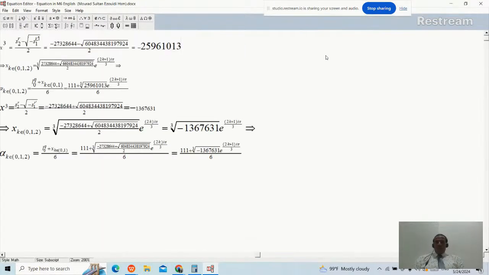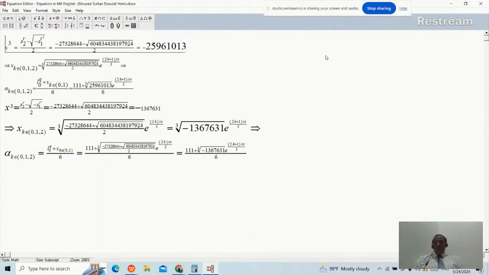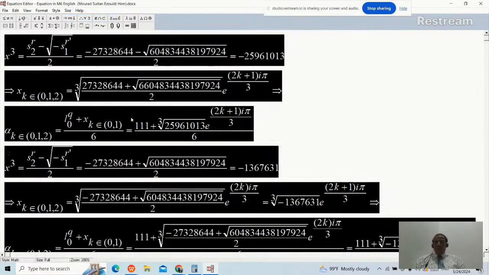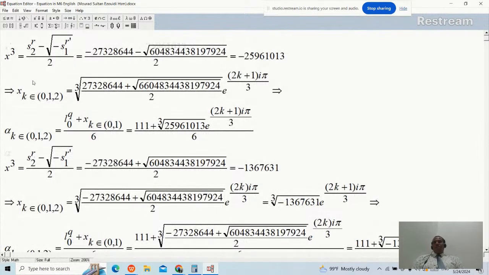Therefore, learners, we start from the beginning. Okay. Now I will make Control A. I will make full size effect. Full, it's better. Okay. Therefore, you can see that x to the power 3 is equal to s2 of r minus the root of minus s1 of r, the r dash over 2. So this is the value.